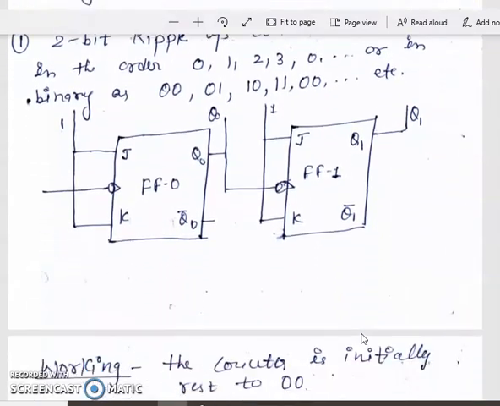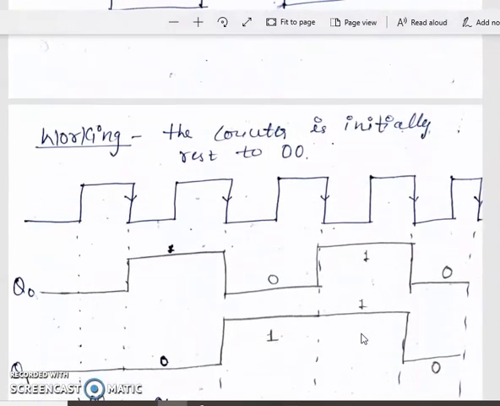Okay, so initially we take all the flip-flops reset, that is 0 0, and now it counts 1 2 3 and then repeats 0 1 2 3 and repeats 0 1 2 3. Okay, we draw the clock. It is negative edge triggering. What is negative edge triggering? In the previous video I explained what negative edge triggering and positive edge triggering are. In negative edge triggering, the clock goes from high to low, that is 1 to 0. Okay, 1 to 0, that is negative edge triggering.